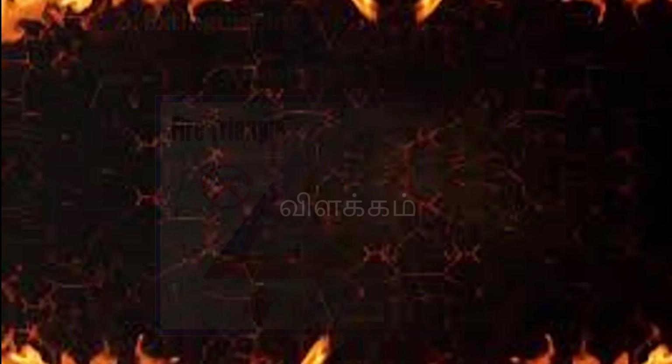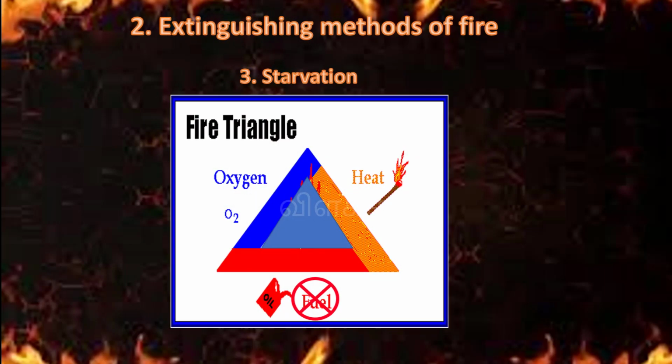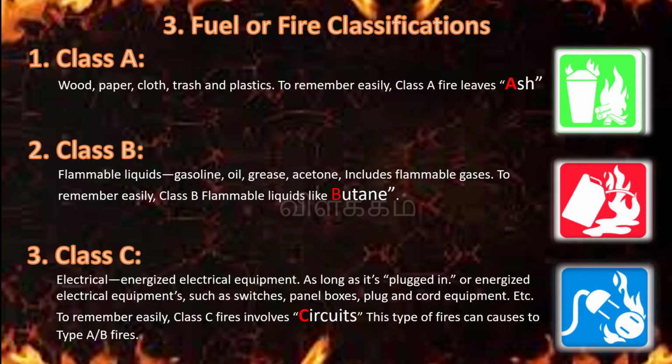Next one, starvation. The next extinguishing method of fire is starvation. Extinguish fire by taking away the fuel element of the fire triangle, or we can say by starvation of fuel materials. Without fuel there is no fire, right? Okay, now you understand the methods of fire extinguishing, right?